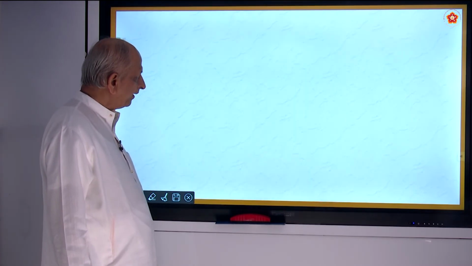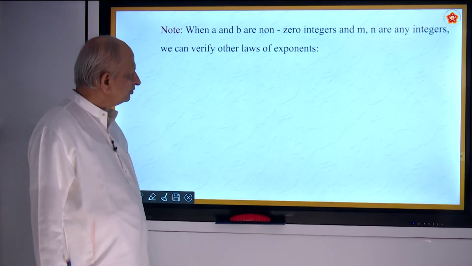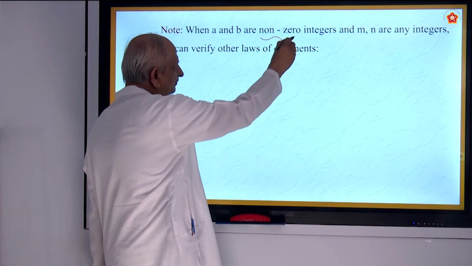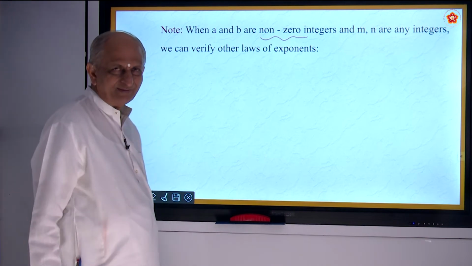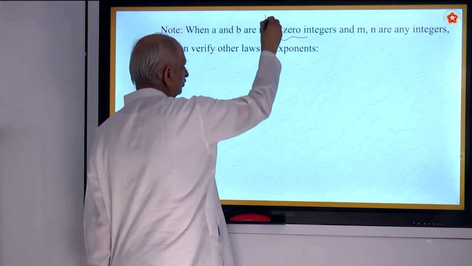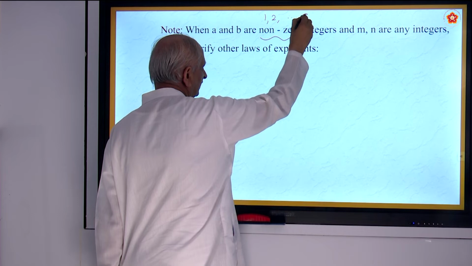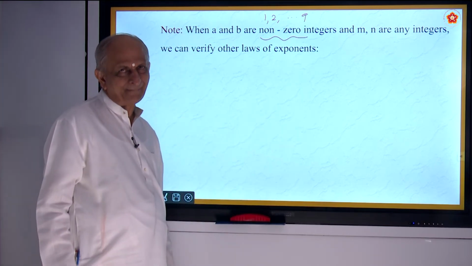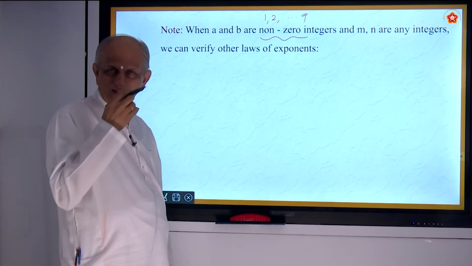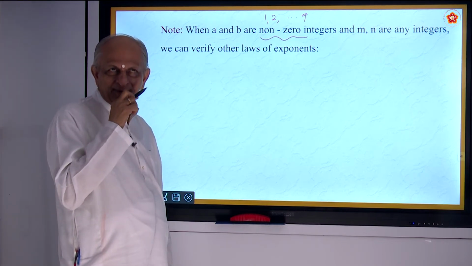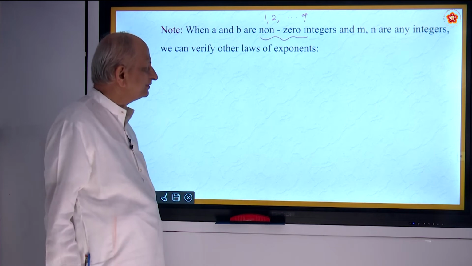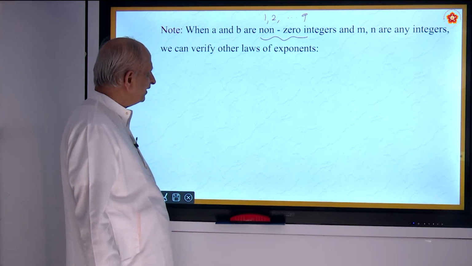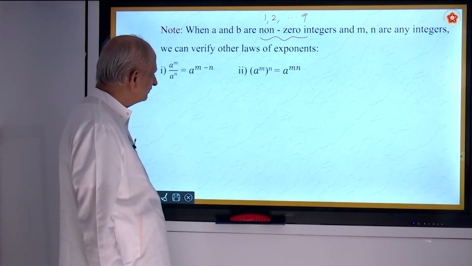Now we will see some more problems. Now, when a and b are non-zero integers, non-zero means what? It may be 1 or 2 or 3 or 9, anywhere. Integers, but not 10. 10 is called number. 1 to 9 they are called as integer, 0 to 9. After 10 we call it as numbers. So m and n are any integers. We can verify other laws of exponents.